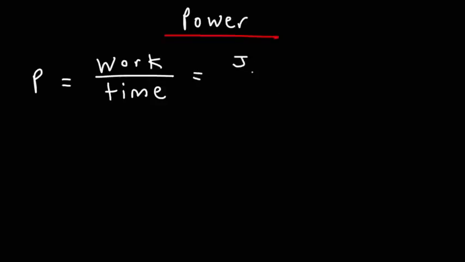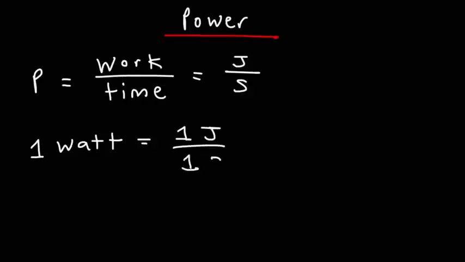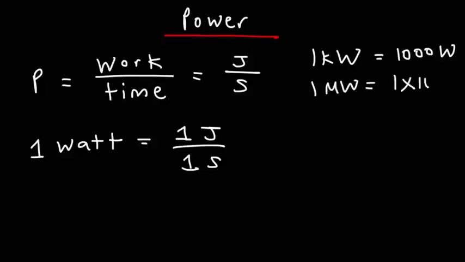Work is typically in units of joules. Time is usually in seconds. And power is usually in watts. 1 watt is equal to 1 joule per second. A kilowatt is equal to 1,000 watts. A megawatt is basically a million watts, 1 times 10 to the 6 watts. And a horsepower is 746 watts. So those are some units that you want to be familiar with. So remember, power is work over time, and it's the rate at which energy is being transferred.